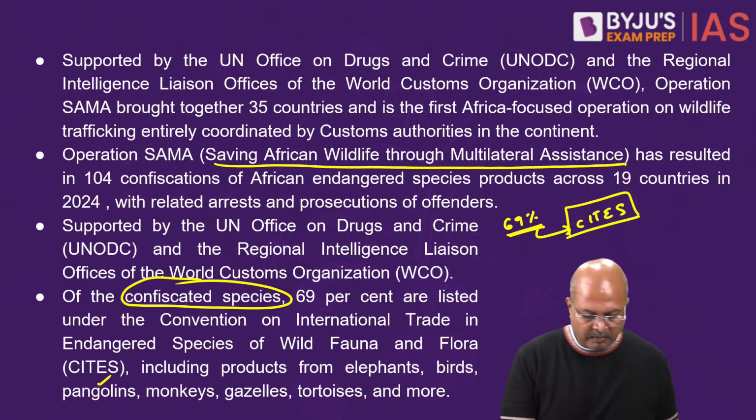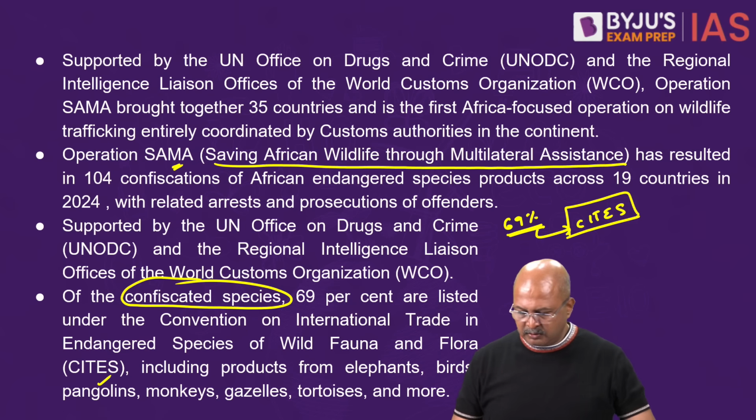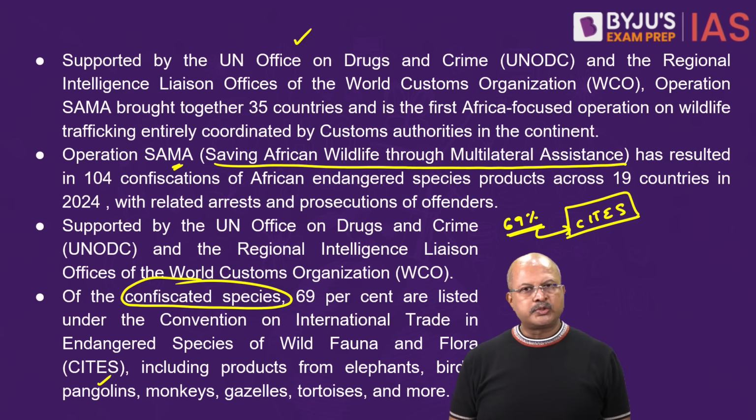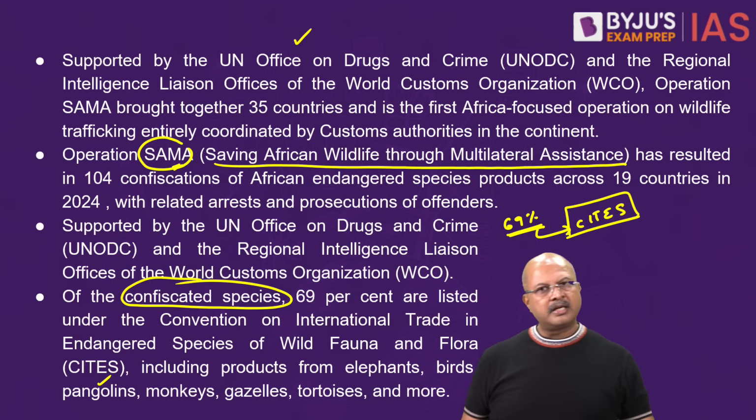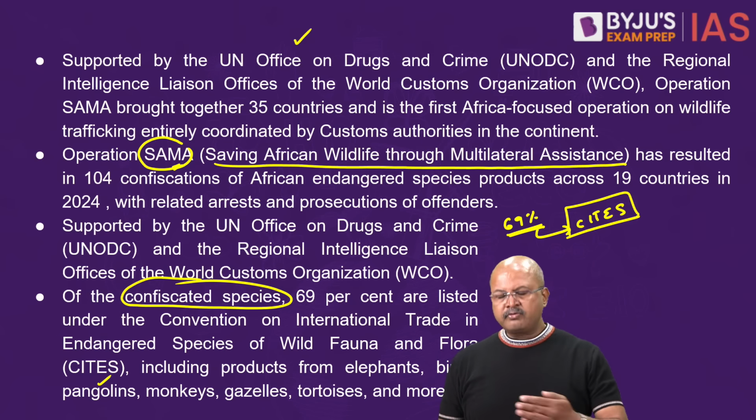So Sama is about saving African wildlife through multilateral assistance, right? And it is a United Nations initiative along with the local institutions in that region. This is something you have to remember, sometimes they may give only abbreviations and ask with reference to that. Apart from that, this is also important if you are reading your current affairs.